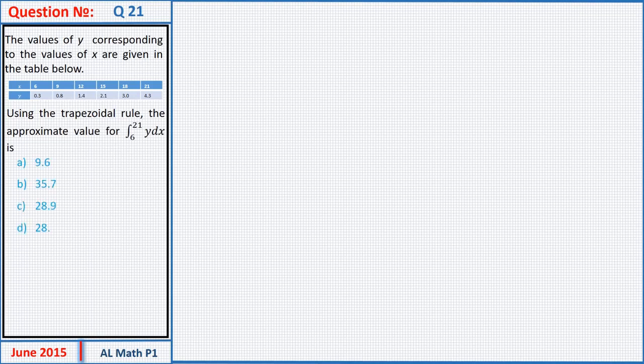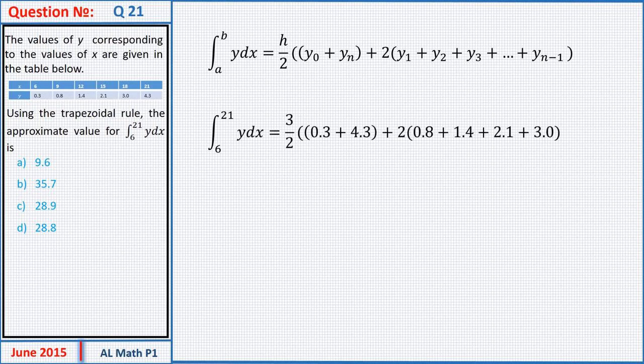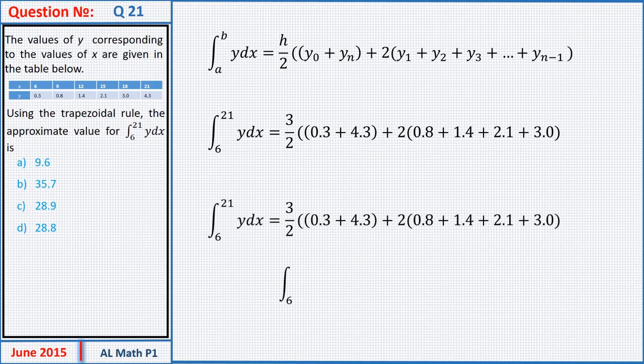So here we know the trapezium rule says that the integral from a to b of y dx is equal to h on 2 into y first plus y last plus 2 times y rest. So now we replace. Here our h is the difference in x. If you look, x is increasing by 3. So our h here is 3. So we replace and we simplify. We are going to have the integral equal to 28.8, which gives us D.